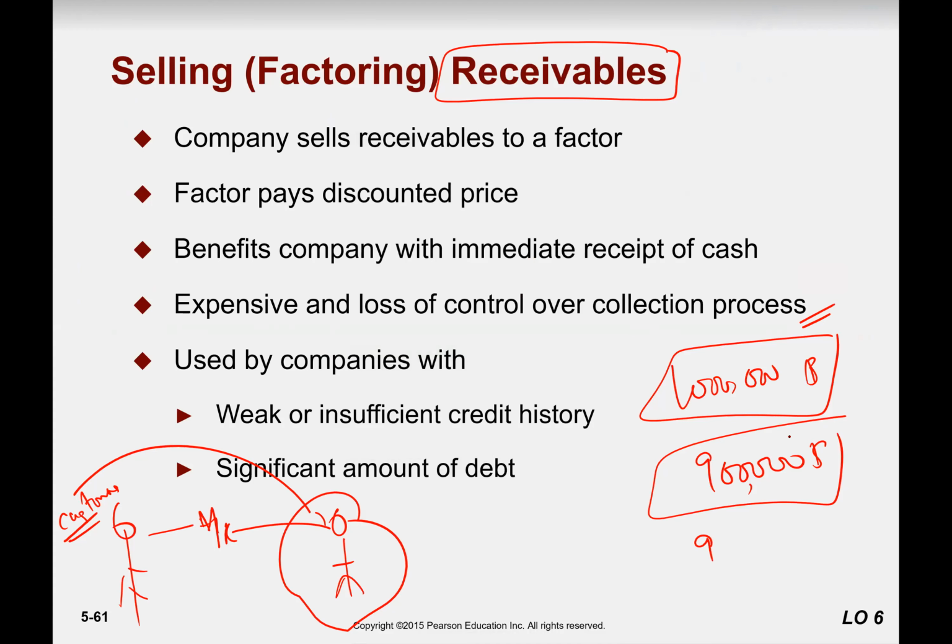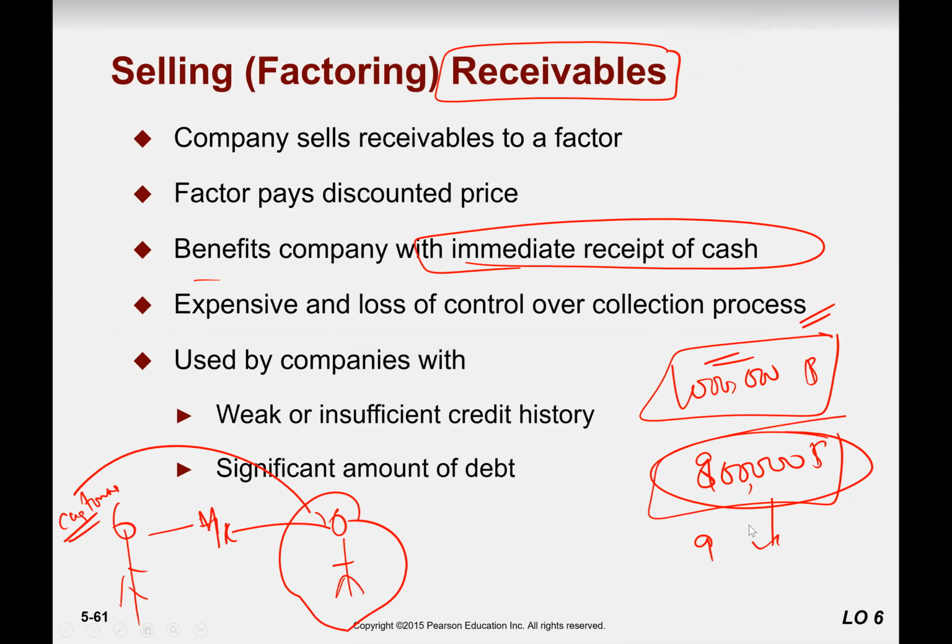So factoring is always done with a discount factor. The company can also say, give us 800,000 right now, and you can collect up to a maximum of 1 million. They contact your customers and say, okay, you need to pay us. The benefit to the company is immediate receipt of cash; you receive 800,000 immediately. You can have your planned purchase or whatsoever. But it is expensive, and there is loss of control over the collection period as well. Expensive, yes, because you are leaving 200,000.